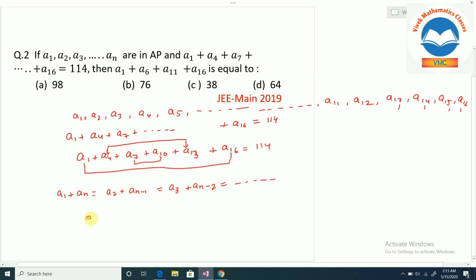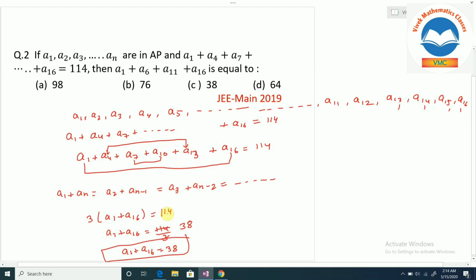So we can write 3 times of A1 plus A16. This value we have been given as 114. From here, A1 plus A16 we can write as 114 divided by 3. Cancel out 3 times and 8 times. It means A1 plus A16 we are getting as 38. Okay, we will use this when we require.